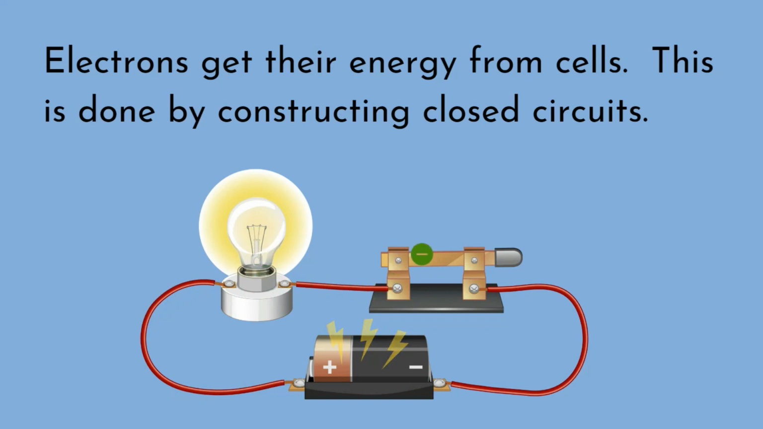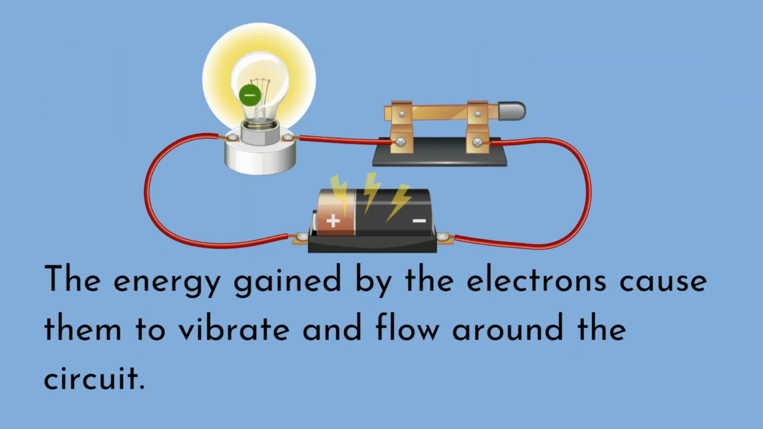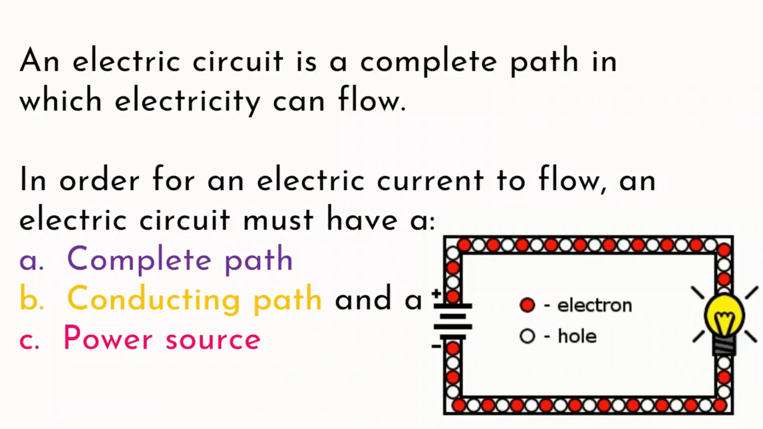Electrons get their energy from cells. This is done by constructing closed circuits. The energy gained by the electrons causes them to vibrate and flow around the circuit. An electric circuit is a complete path in which electricity can flow. In order for an electric current to flow, an electric circuit must have a complete path, a conducting path, and a power source.